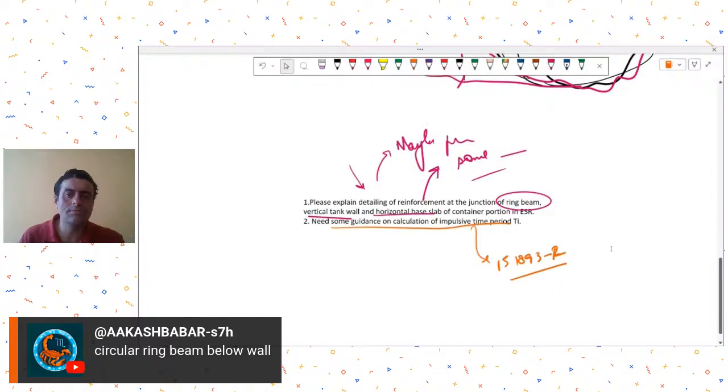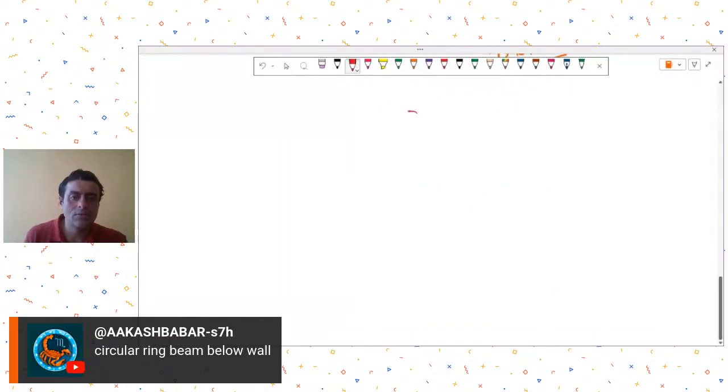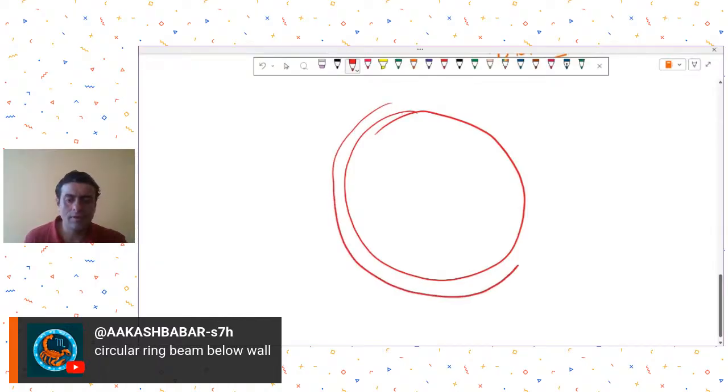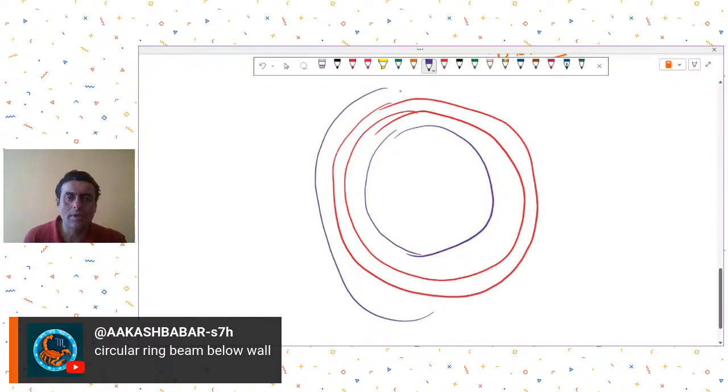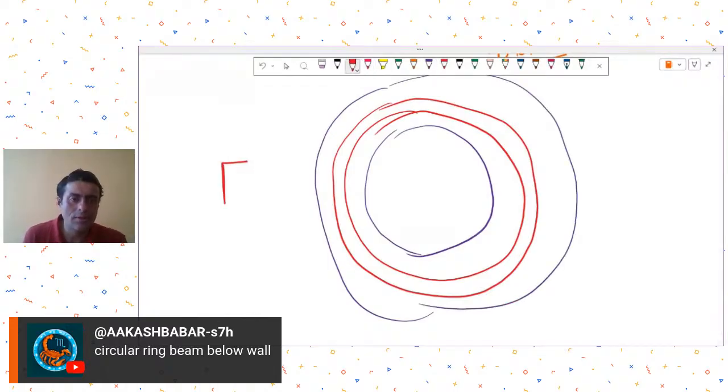Okay, so I think what he is providing is something like this, that he has a wall like this. This is in plan, and below this he has provided a circular ring beam all around the periphery. Pardon my drawing. And in cross section it will look something like this, that he has got this wall, and I guess below this is his ring beam. How that ring beam is supported, where it is getting supported, I'm not sure. And then from here, I think they are taking some columns above.